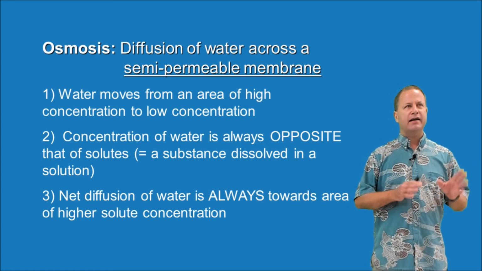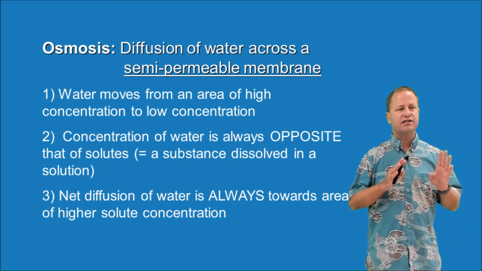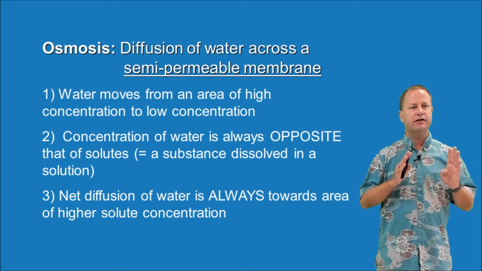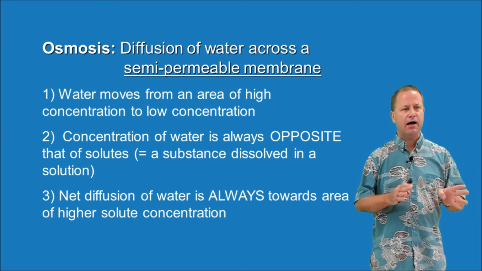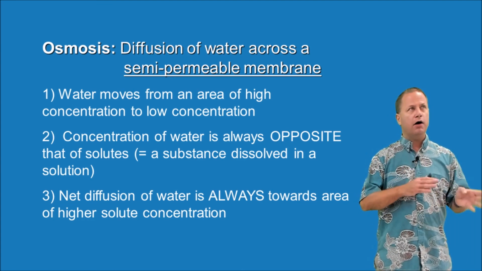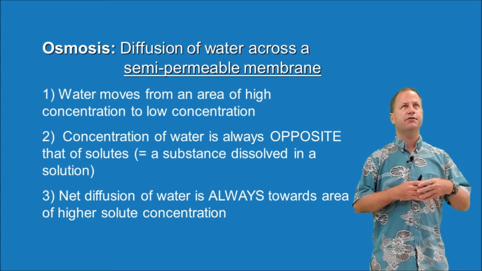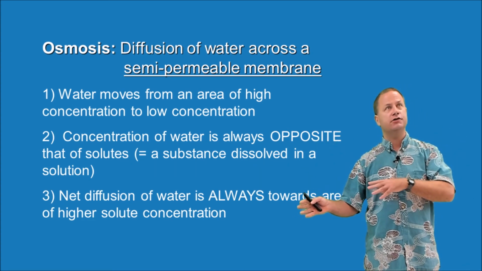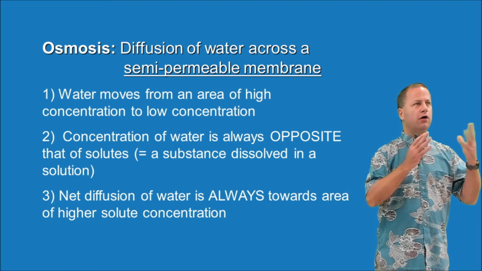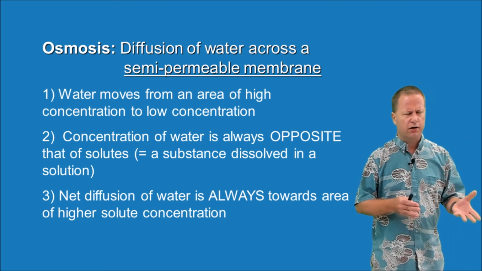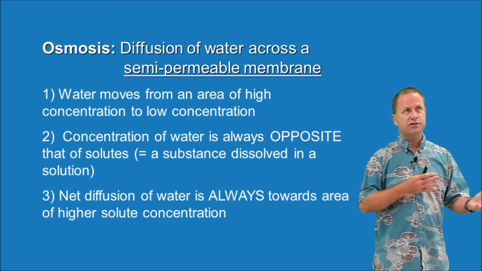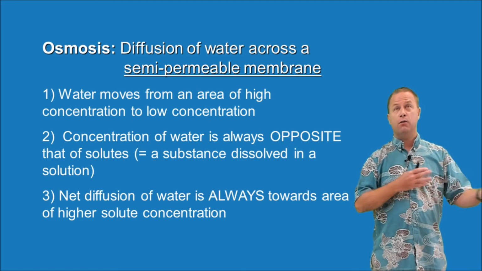Now we're going to talk about a special case of diffusion called osmosis. Osmosis is the diffusion of water across a semi-permeable membrane. Now water diffuses just like everything else. It goes from an area of high concentration where there's more water to an area of low concentration where there's less water. But now we have to think about solutes because solutes affect which way water is going to go.